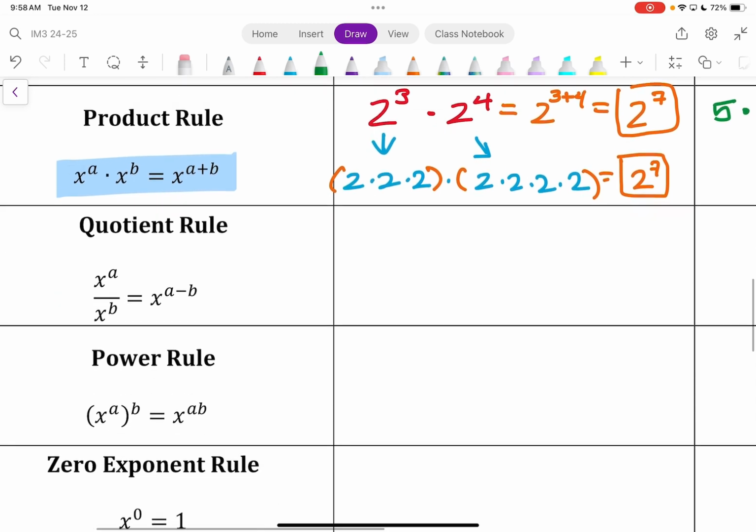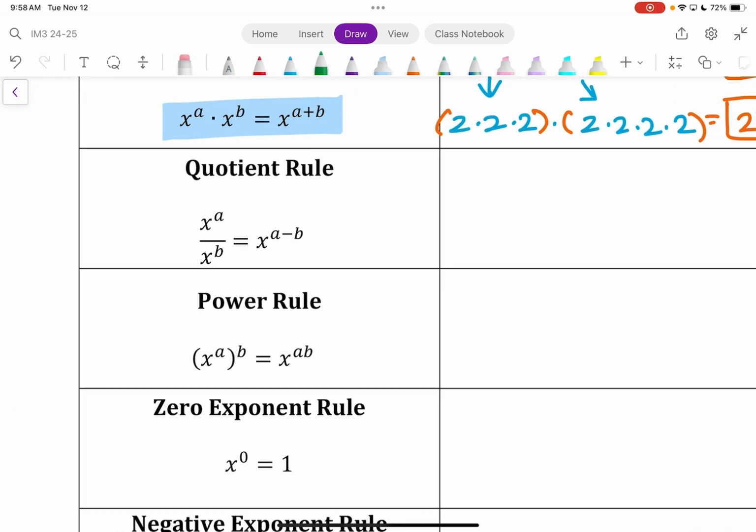Now the quotient rule is the opposite of the product rule. Now we're not multiplying, we're dividing. The general rule once again: x to the a divided by x to the b power is equal to x to the a minus b. So what do you recognize is different here? Are we adding the exponents? No, now we're subtracting. When you multiply the same base, you add the exponents. When you divide the same base, you subtract the exponents. So you do the opposite.